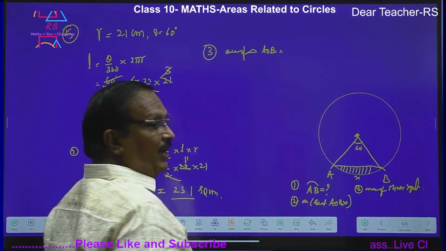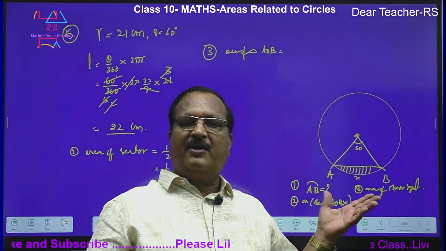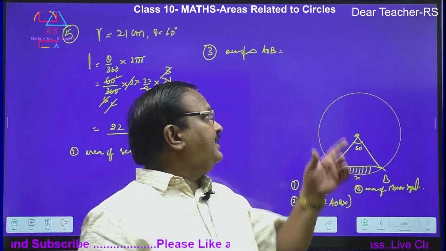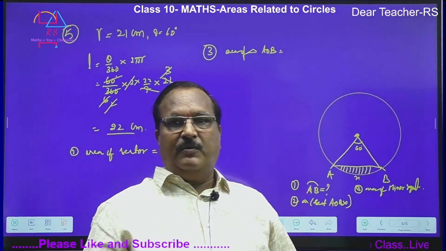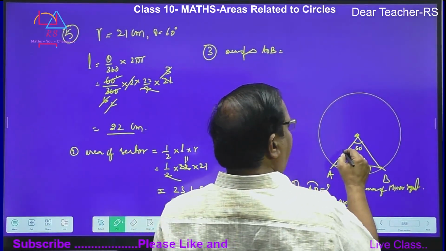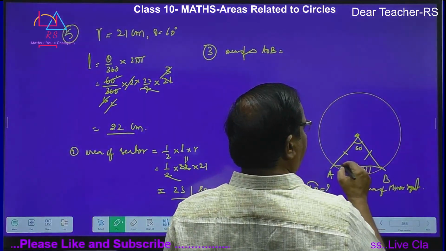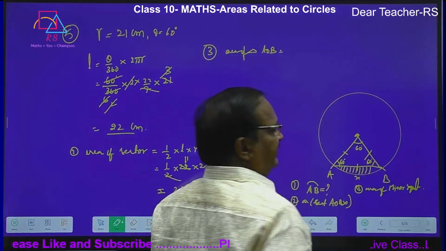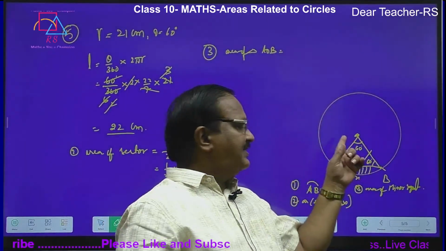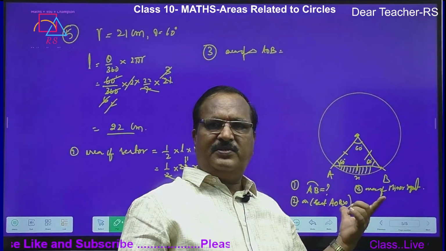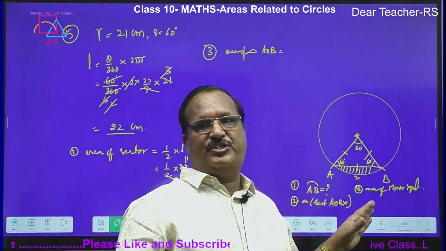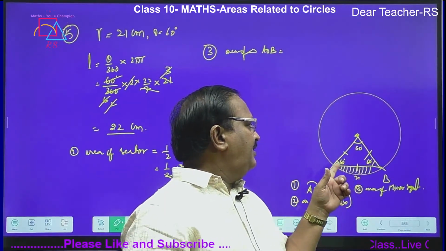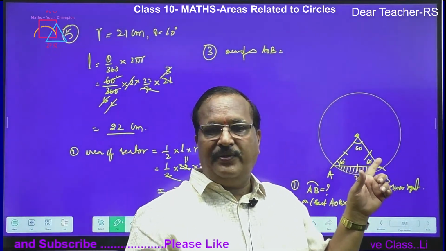So how to get the area? We cannot write half base into height because it is not 90 degrees. But you can treat it as an equilateral triangle because the vertical angle is 60 degrees. These two angles are also equal, 60 degrees, since both radii are equal, so it is an isosceles triangle with base angles 60 and 60. So it is an equilateral triangle.